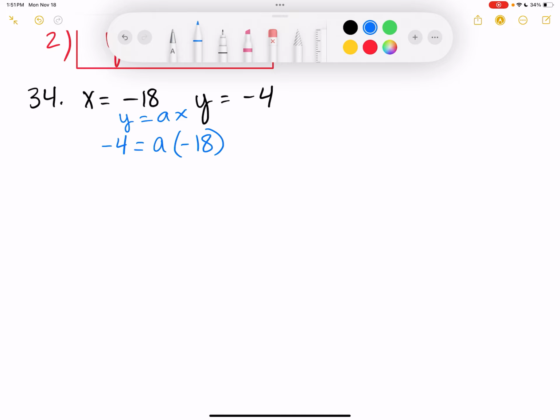So, what is a? Negative 4 over negative 18. Negative 4 over negative 18 is going to become positive, but technically, that is what it is. Reduce this, what do I get? 2 over 9, so divide both things by 2. And the negatives cancel, so it becomes positive, so a is 2 over 9. So then what is my direct variation equation? Y equals 2 over 9 x.